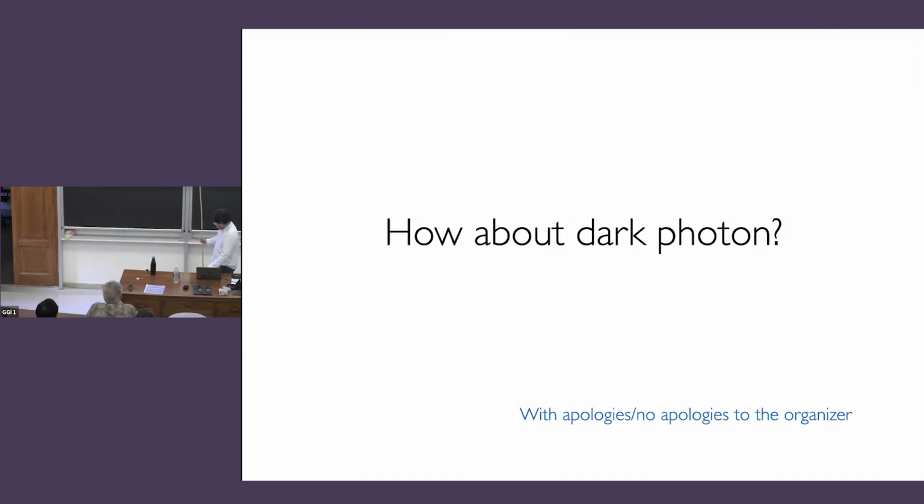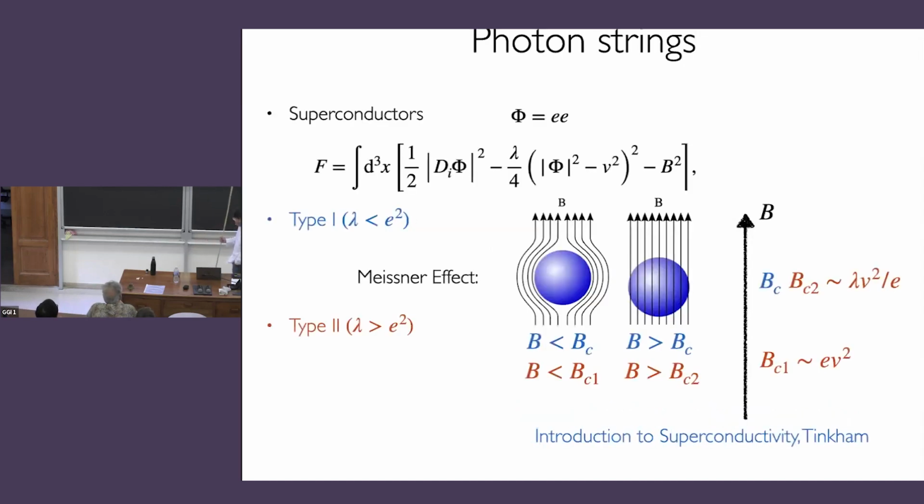In order to talk about dark photon strings, I will first talk about photon strings, especially in the context of a superconductor. I will give you a short summary of what we discovered, and then we realized that the condensed matter people knew these things like 60 years ago.